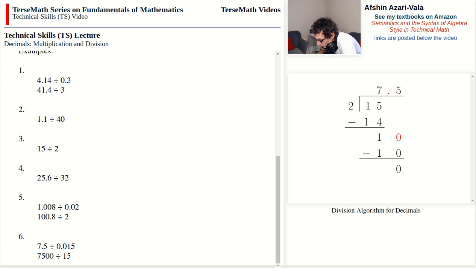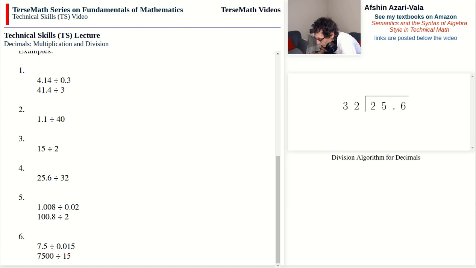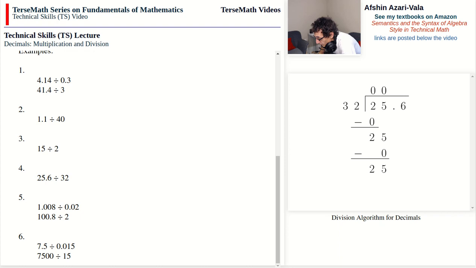Number 4, we have 25.6 divided by 32. Again, we have to work with the whole side, so let me take my time and do the division digit by digit. 32 into 2, 0 times. 0 times 32 is 0. Subtract to get 2. 1 digit comes down. 32 into 25, 0 times. 0 times 32 is 0. Subtract to get 25. Decimal point goes to the top. 6 comes down.